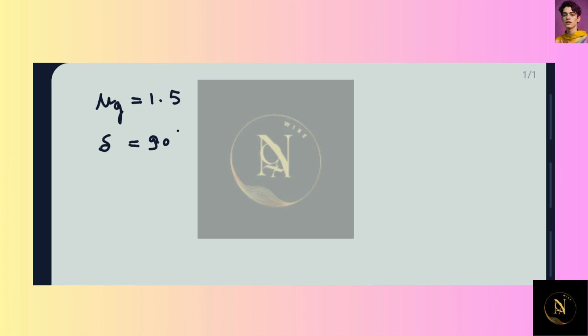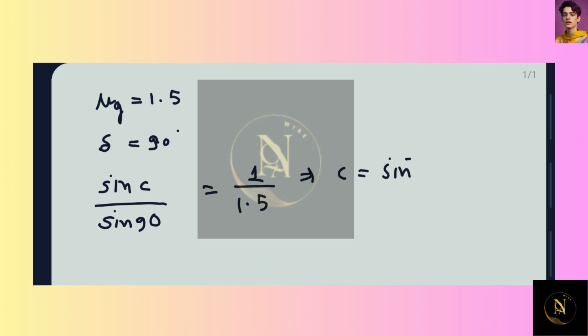As we know, the critical angle: sin c by sin 90 would be equal to 1 upon 1.5, right? Or in other words, the critical angle would be equal to sin inverse of 1 upon 1.5, which is equal to 41.8 degrees.